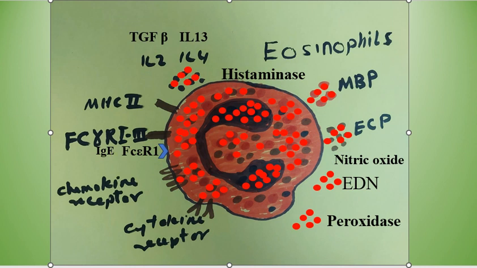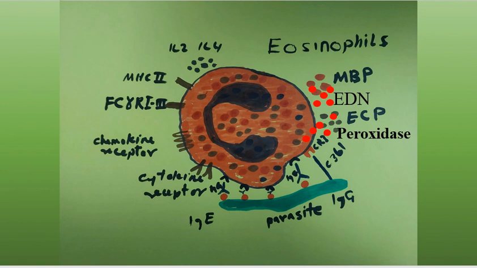for IgE antibodies. So as can be seen here, this shows the anti-parasitic effect of the eosinophils, and the eosinophils have receptors specific for IgE and IgG. Receptors specific for IgE are named Fc epsilon R1, and they also have receptors specific for IgG, which are Fc gamma R1 and Fc gamma R2, and also Fc gamma R3.